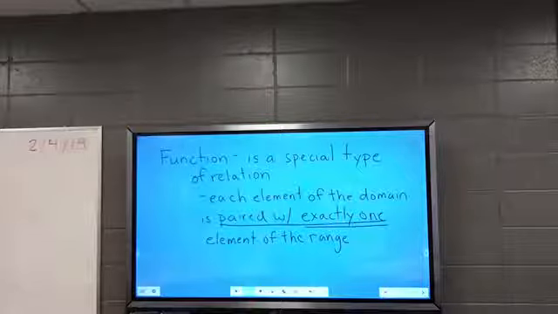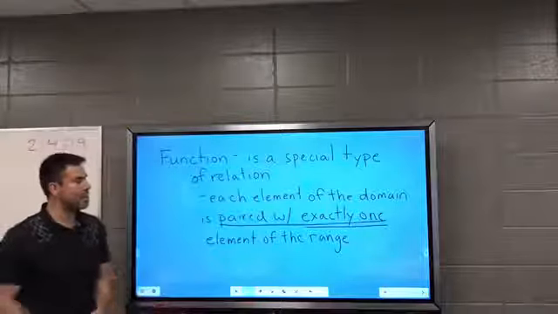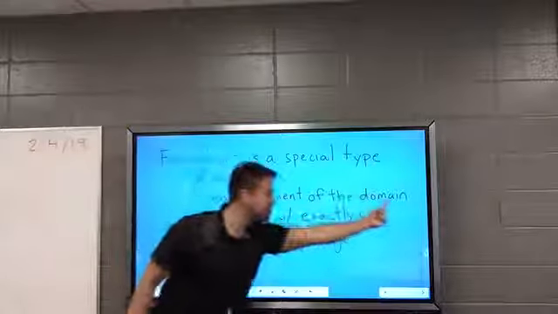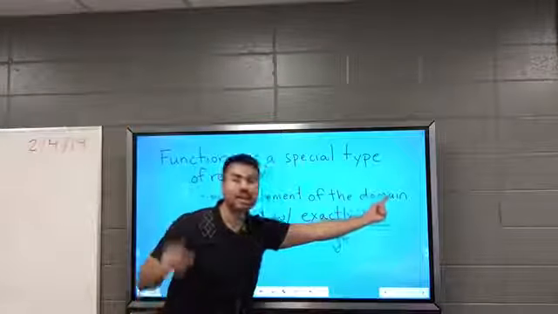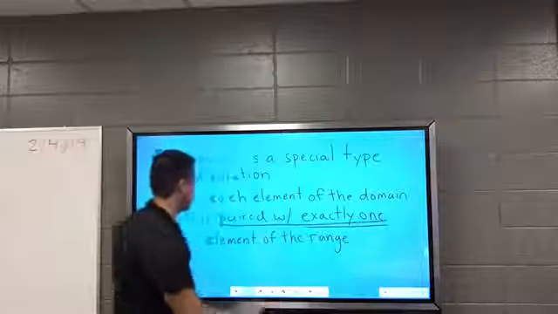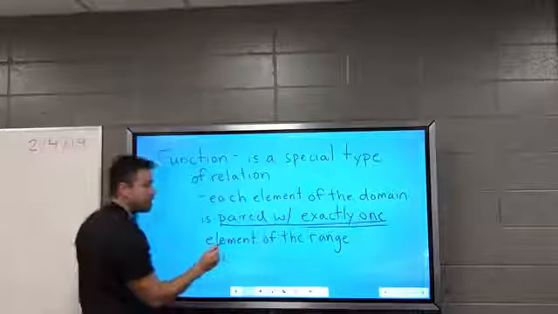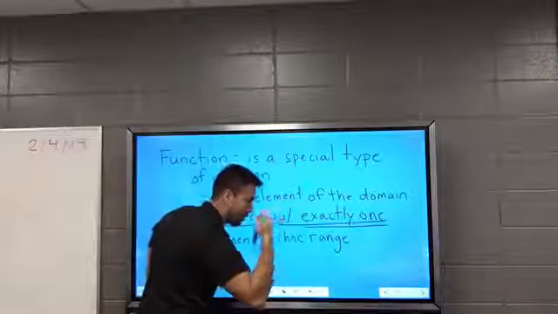That second part, man, this definition is specific and it is accurate, but it's kind of confusing when we apply it. Each element of the domain. What do you think of when you think domain? What values are you thinking of? X values. Please remember that each X value is paired with exactly one element of the range. What are you thinking of as range?